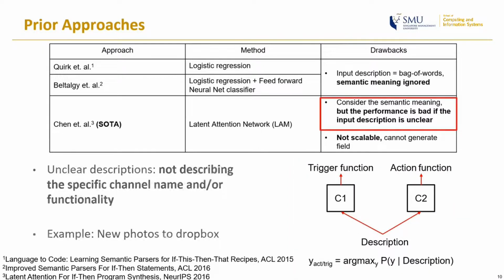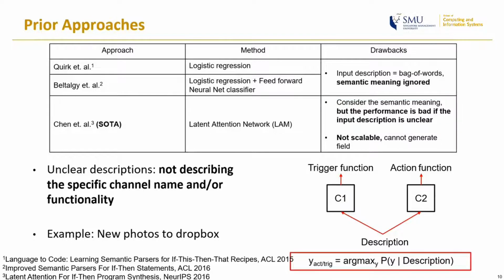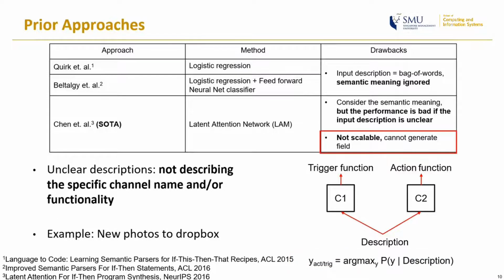The first drawback of LAMP is it yields bad performance if the input description is unclear. An unclear description is a description that doesn't describe the target channel or functionality. We believe that the bad performance is because LAMP cannot leverage the implicit relationship between the predicted trigger and action components. The prediction of each classifier in LAMP is obtained by conditioning the probability of Y on the input description only. The second drawback is it doesn't scale well. From the architecture, we can see that the number of predicted components depends on the number of classifiers.